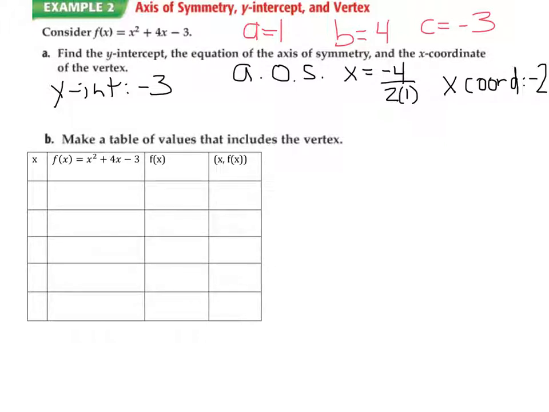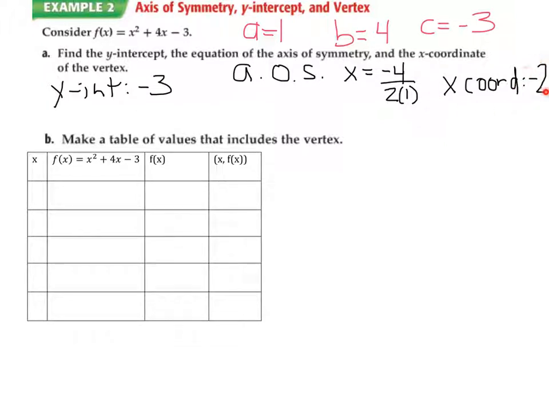In portion B, we're making a table of values that includes the vertex. So now you know exactly which x values to choose. In the first example, it was given to us, but in this one, we actually are going to choose our own x values. The way that we're going to do this, we always want our middle value to be whatever we got for that x coordinate.